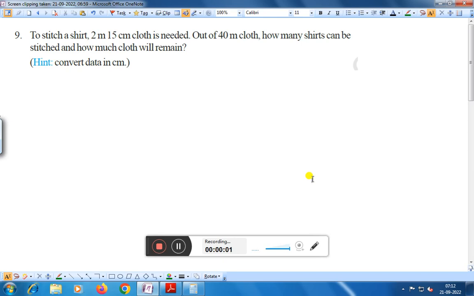Hello friends, today we will discuss question number 9. To stitch a shirt, 2 meter 15 centimeter cloth is needed. Out of 40 meter cloth, how many shirts can be stitched and how much cloth will remain? Here you see the hint is convert data in centimeter, right? Now we will do the solution.